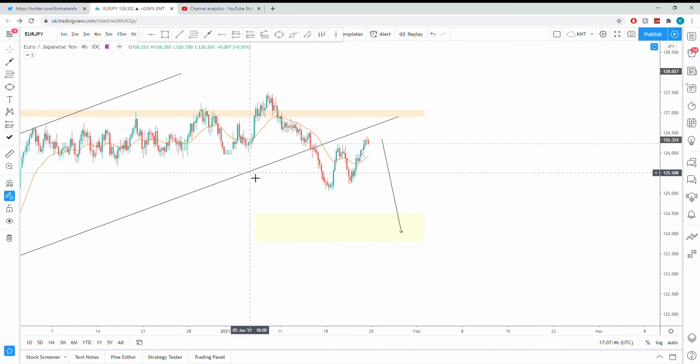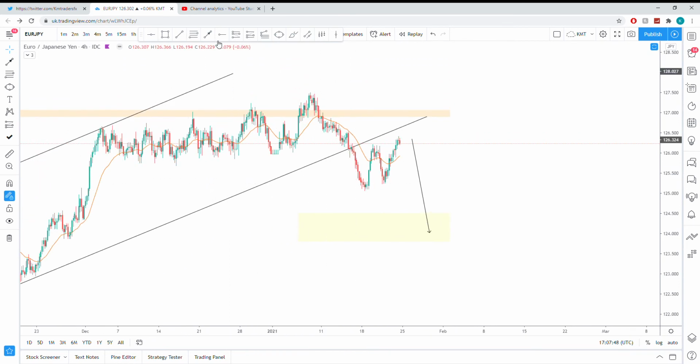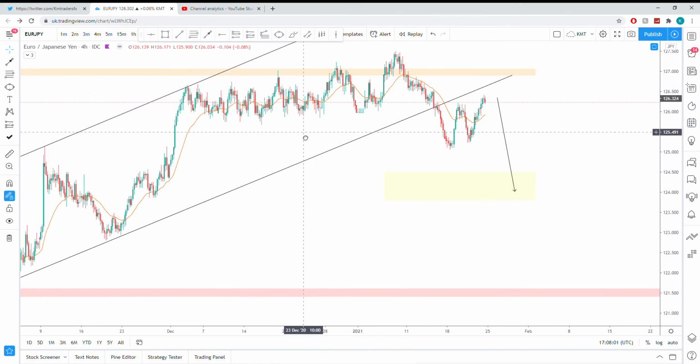The other possibility is that we get a price move to the upside, but again, it really just depends on the market. But we will have to update you guys for that. But for now, the bias is towards the downside. So I am looking for further lows.